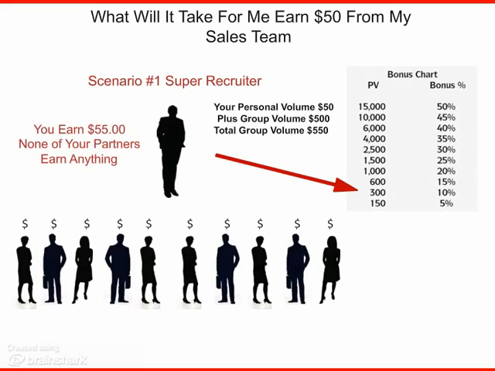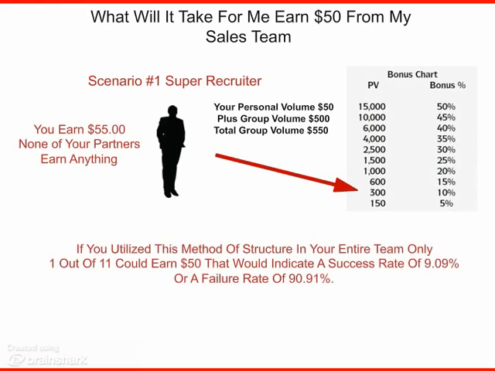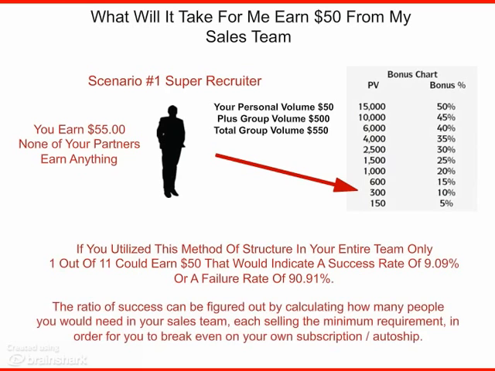150 PV level yet. And so in this type of scenario, basically, if you utilize this method of structuring your entire team, only 1 out of 11 could earn $50. So that would indicate, in the most profitable scenario, a success rate of 9.09% or a failure rate of 90.91%.